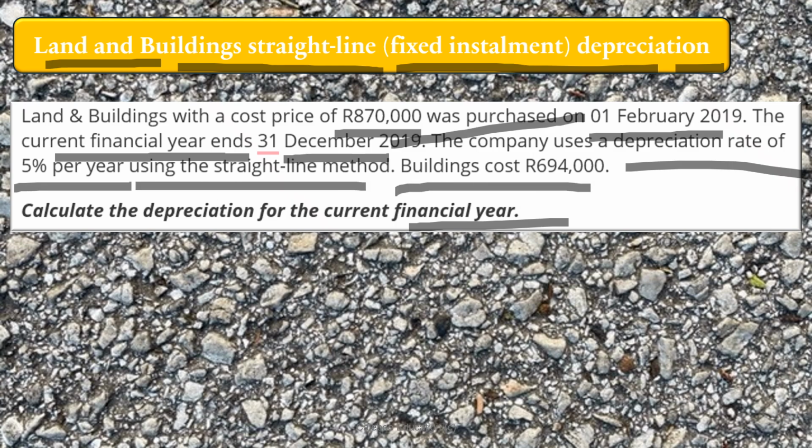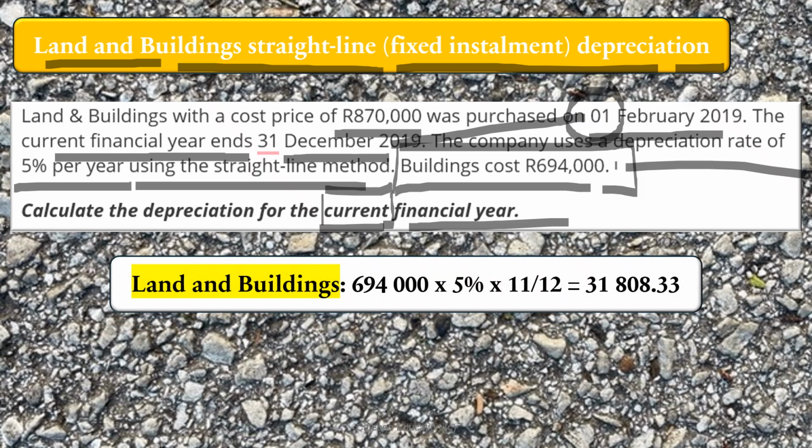Buildings cost 694,000. Now when we do land and buildings depreciation, the land is not depreciated. So the depreciation of 5% in this example is going to be on the 694,000. Then we need to calculate for how long we have had this building, and is it in our current financial year. We need to calculate, according to the question here, the current depreciation. So only the year that we're looking at the moment.